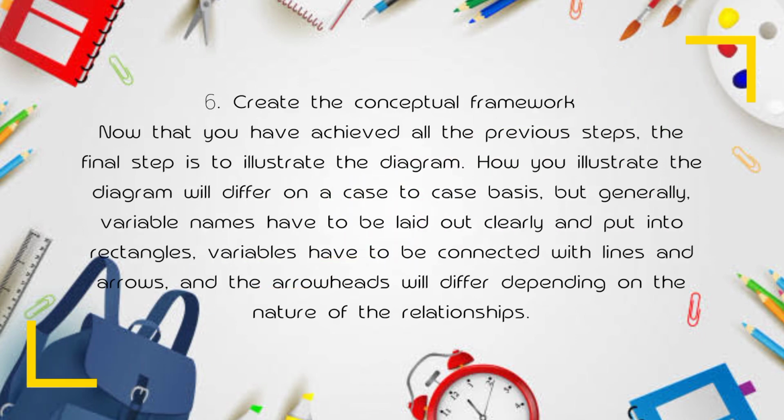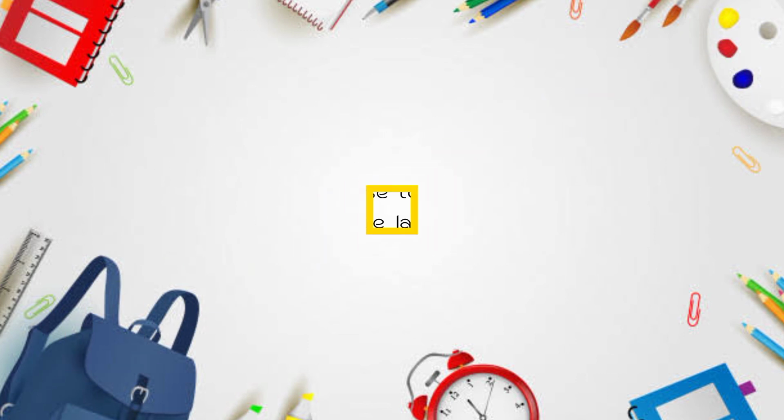6. Create the conceptual framework. Now that you have achieved all the previous steps, the final step is to illustrate the diagram. How you illustrate the diagram will differ on a case-to-case basis, but generally, variable names have to be laid out clearly and put into rectangles. Variables have to be connected with lines and arrows, and the arrowheads will differ depending on the nature of the relationships.